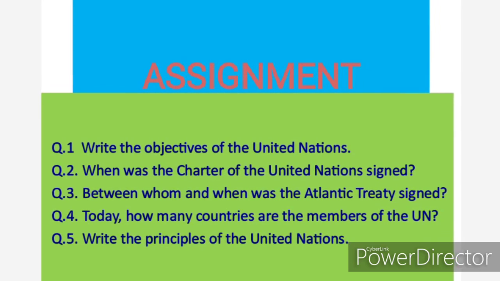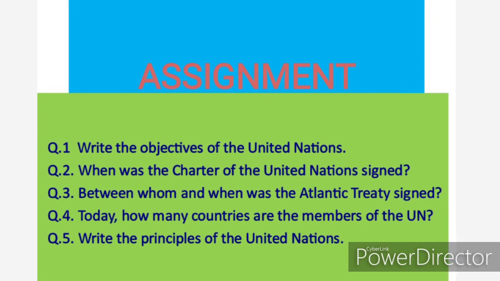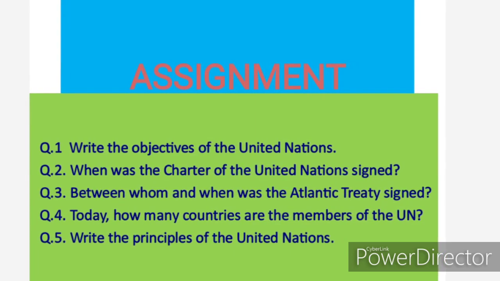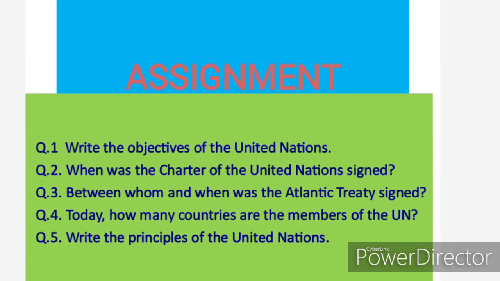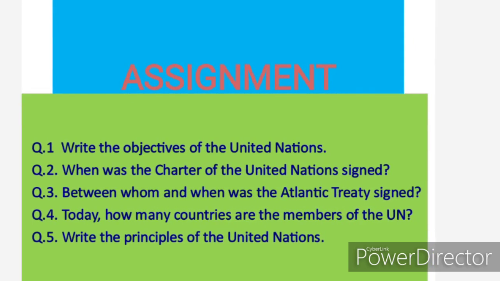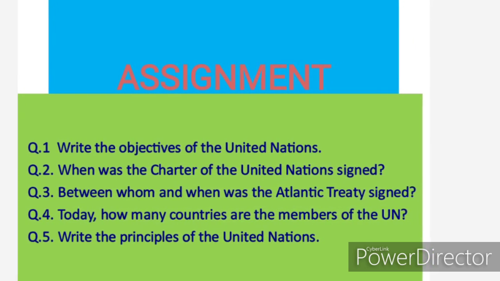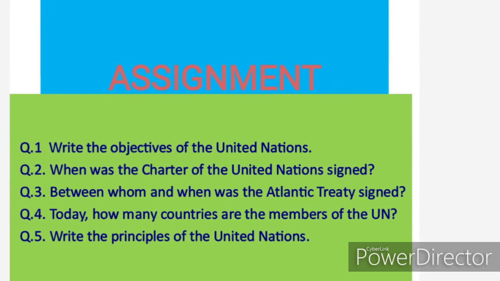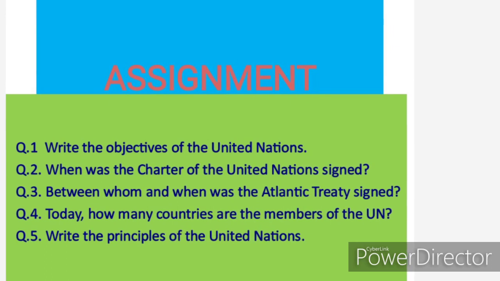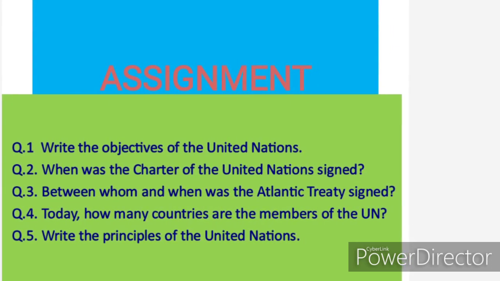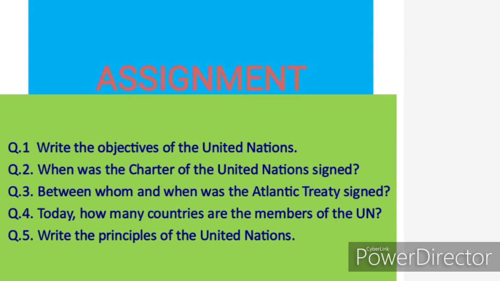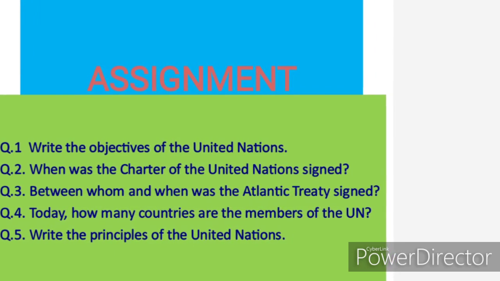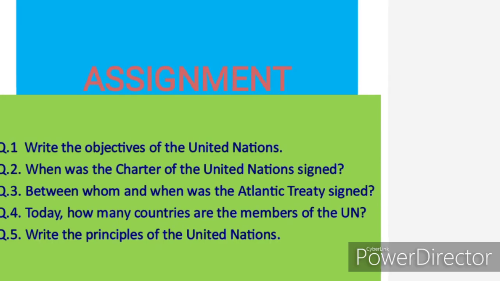In the next module, we are going to study the structure of the United Nations and its 6 main organs, namely General Assembly, Security Council, Economic and Social Council, International Court of Justice, Trusteeship Council, and Secretariat. We are also going to study their structures and their function in detail.